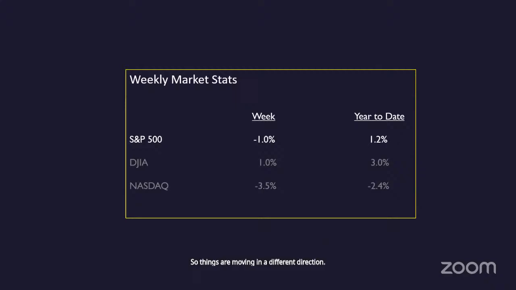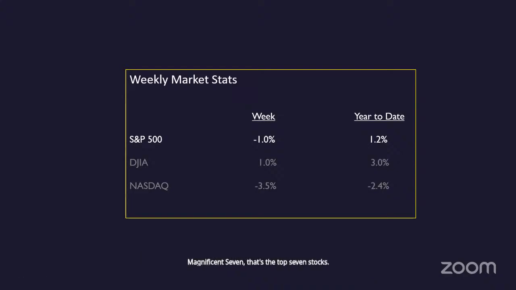Last week, the S&P did drop by a percentage point. Year to date, we're still up 1.2%. The Dow actually rose a point last week. They're up 3%. The Nasdaq is down year to date 2.4%. Again, that's the tech heavy stocks, right? All the Magnificent Seven stocks. Magnificent Seven, that's the top seven stocks.